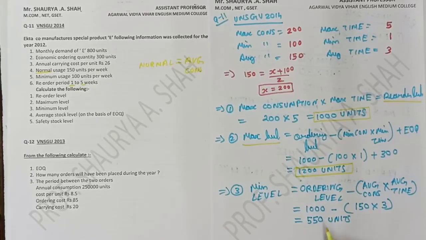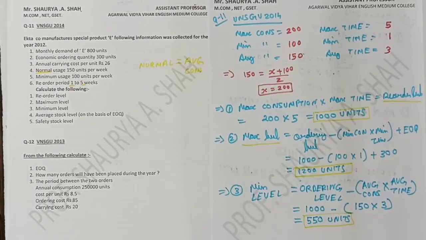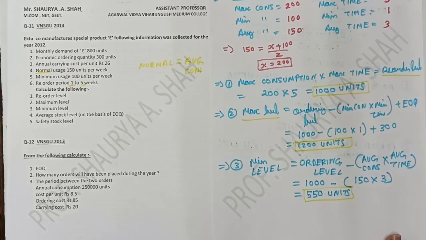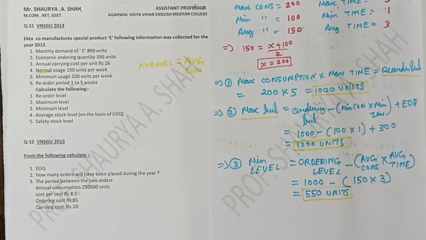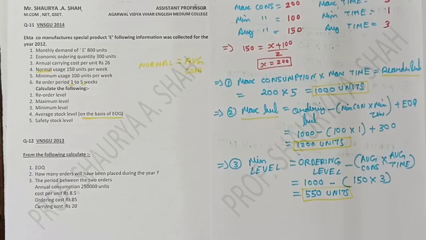550 units. I suppose you are all aware now of the format and the formula, so I am going a little bit quick, fine? So minimum level. Three things they have asked and three things we have found out. Now the next thing, they have asked for average level. Generally the formula is different, but they have specifically said on the basis of EOQ. So what is the formula of average level on the basis of EOQ, students?